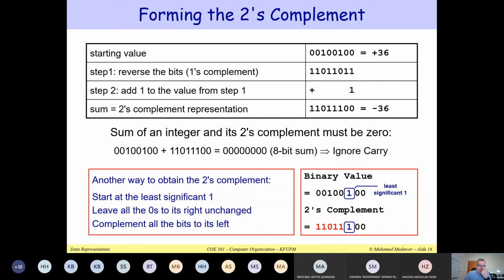Now, the 2's complement of 0 is just 0. This is the nice thing about the 2's complement, that there is only one representation for 0. So if you take the 2's complement of 0, 0 does not really have any 1. So the 2's complement of 0 is just 0.